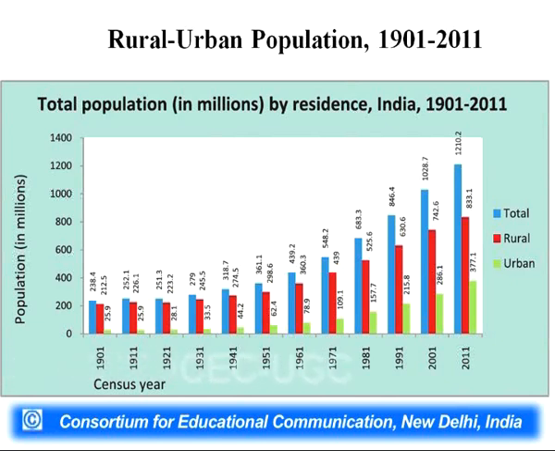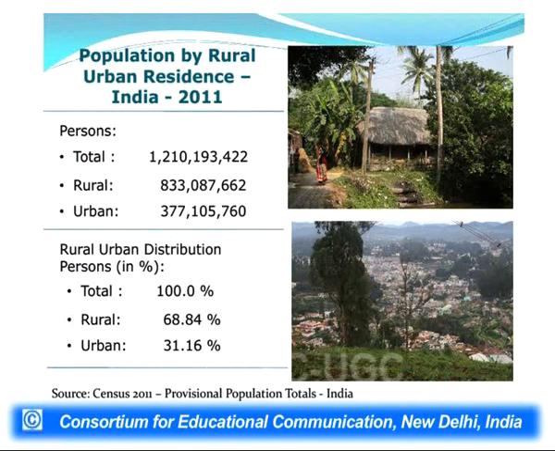If you see the distribution of total population by residence, you can see the increase of rural population and also the increase of urban population. In current years, we have more urban growth, but this urban growth is not uniform all over the country. Many states are more urbanized, and still many states are not so urbanized. As per the 2011 census, rural areas constitute 68.84% and urban areas 31.16%.